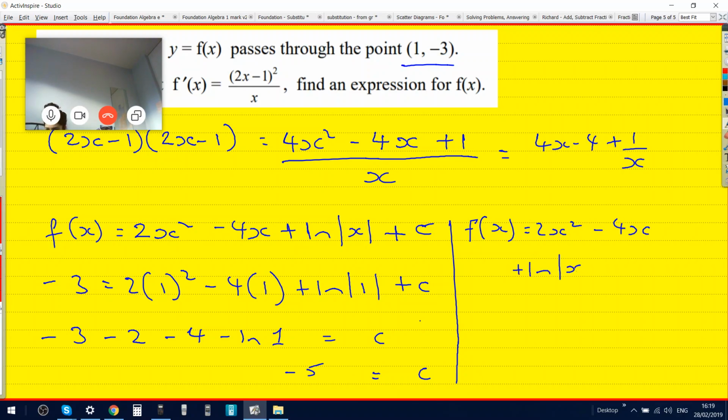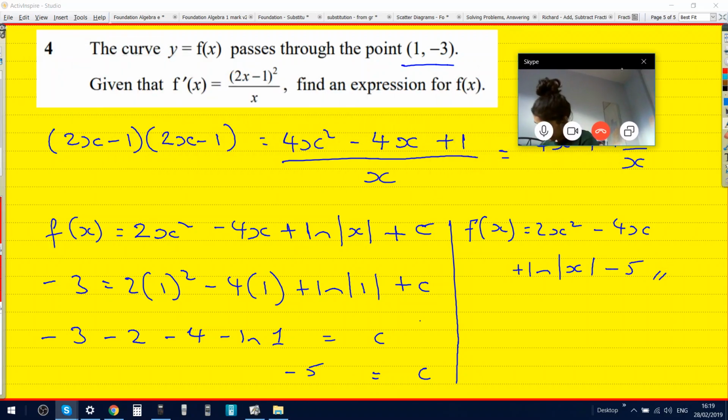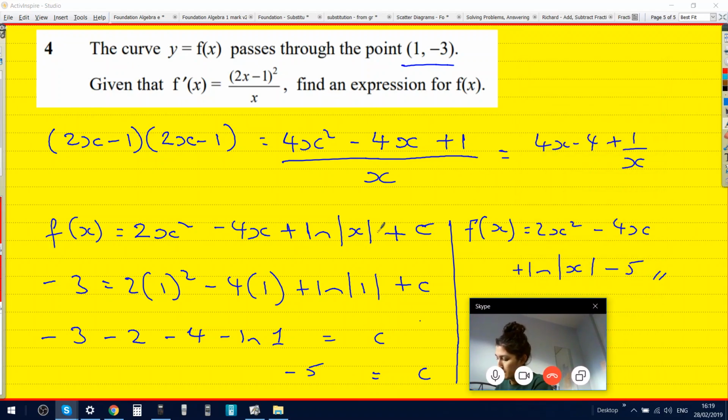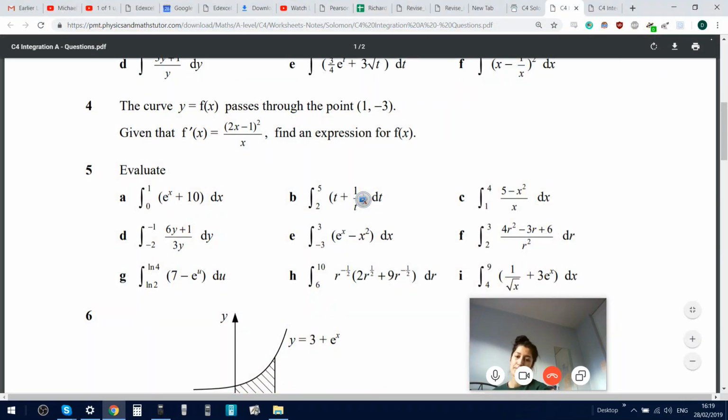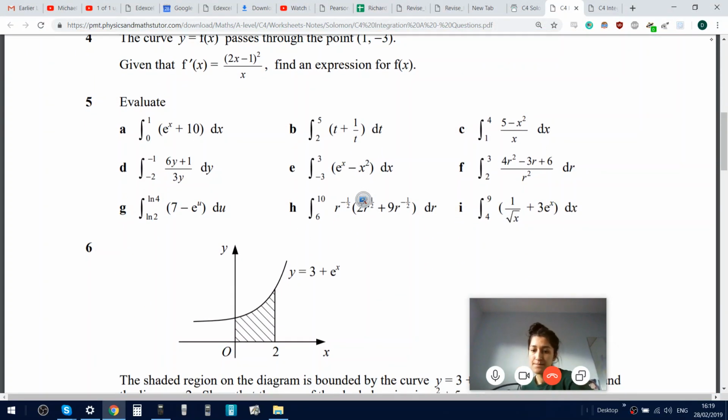And then 1. So minus 3 minus 2 gives you minus 5. C equals minus 5. And so what's the f of x equals? 2x squared minus 4x plus ln modulus x minus 5. Yes. Any questions about that? No. Okay, so when it was differentiated, the minus 5 became 0, and so when we integrated it, we had the plus c. Because they gave us 1 point, we were able to recover where it was.